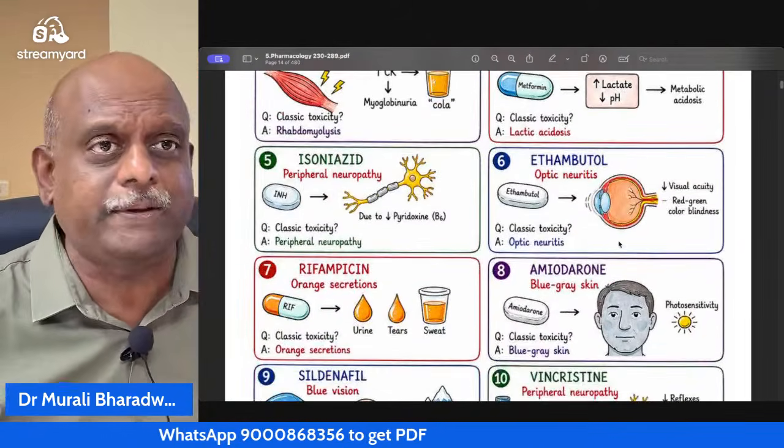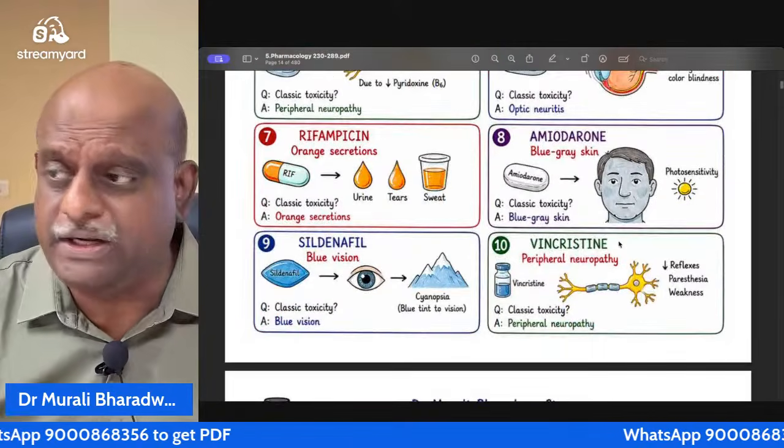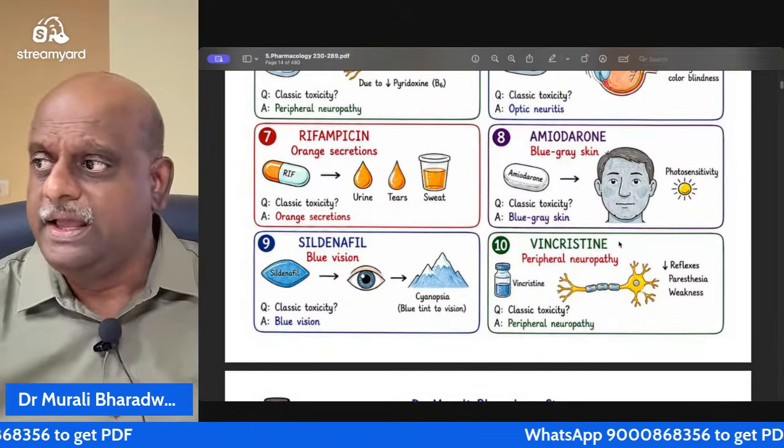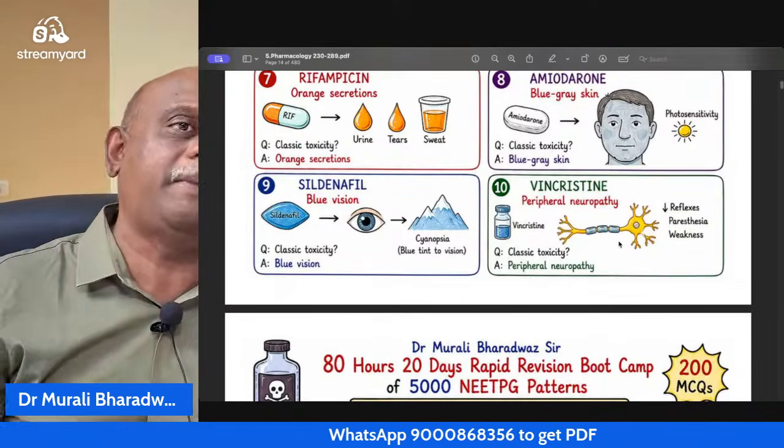Isoniazid causes peripheral neuropathy. Ethambutol causes optic neuritis with red-green color blindness. Rifampicin leads to orange secretions. Amiodarone leads to blue-gray skin pigmentation, is what we need to remember.